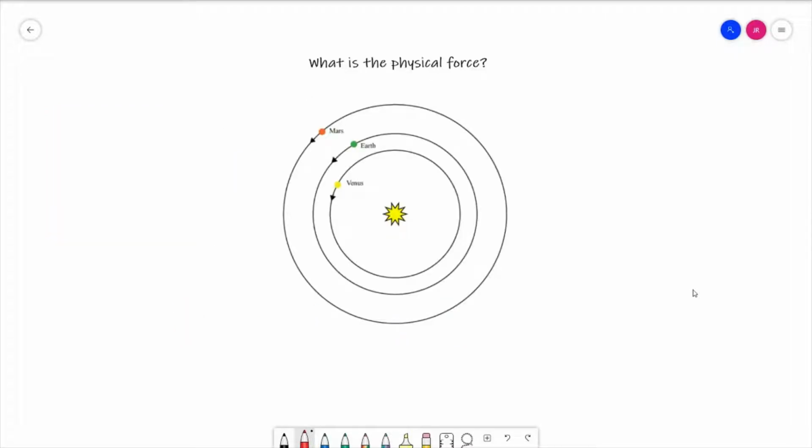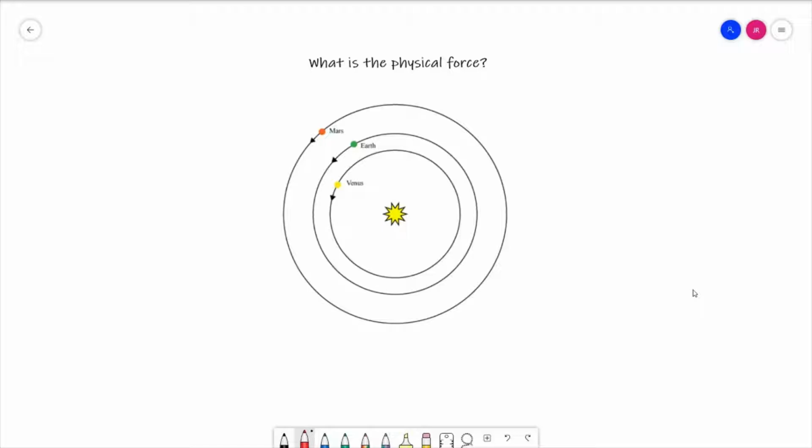So in order to explore that idea further, we're just going to have a look at 4 different situations, and we're going to think about exactly which physical force is acting in order to keep the objects moving in a circle. Now firstly, we can look at planetary motion.